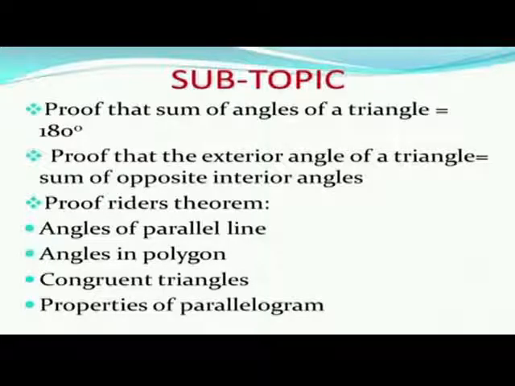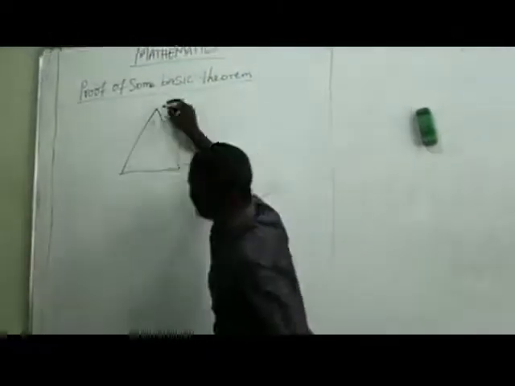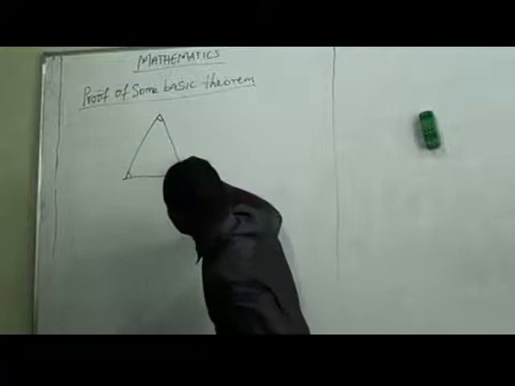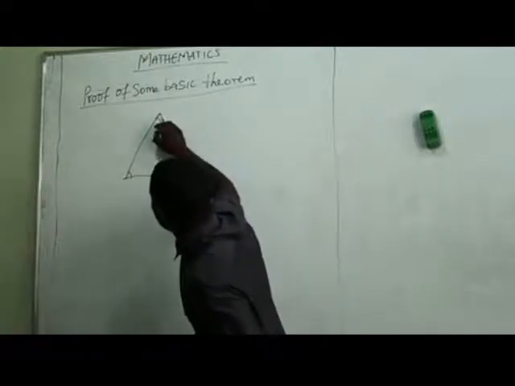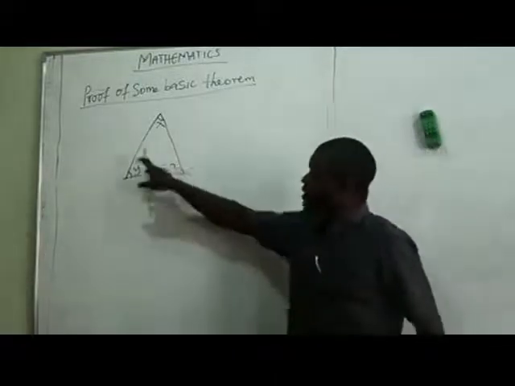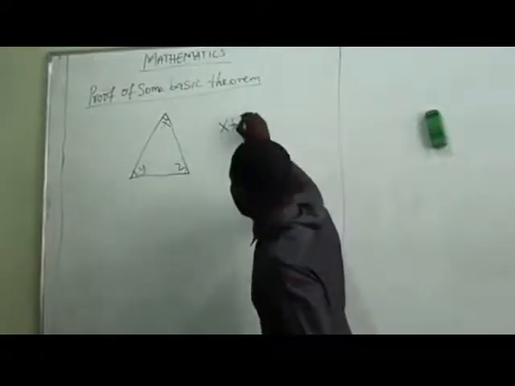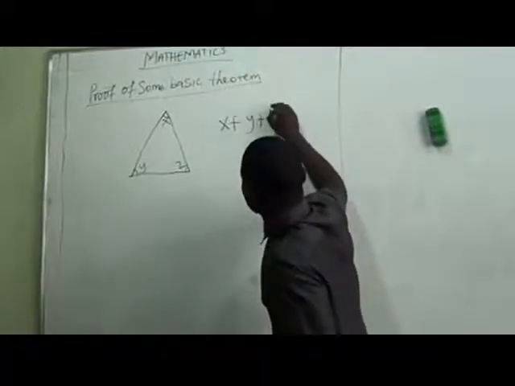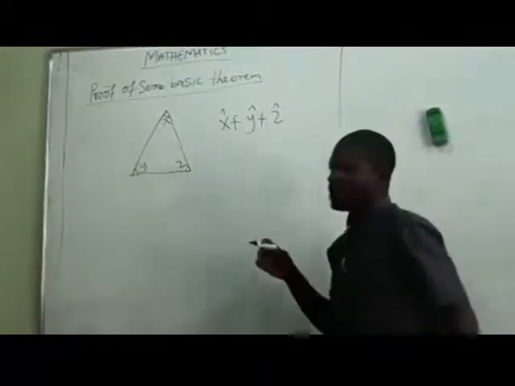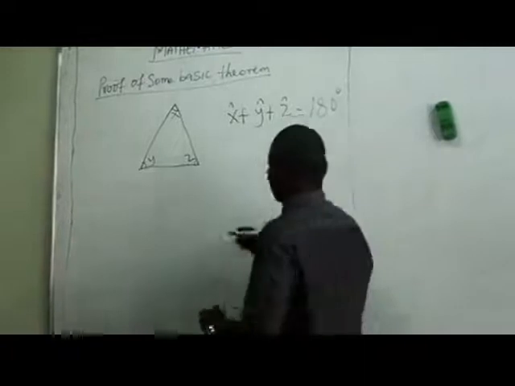Alright, now let us prove that sum of angles in a triangle is equal to 180. First of all, we have a triangle drawn. Now, marking the angles, we have here as our x, y, and z. Now, we are going to prove that x plus y plus z is equal to 180. That is angle x plus angle y plus angle z. This sign means angle. That is equal to 180 degrees.